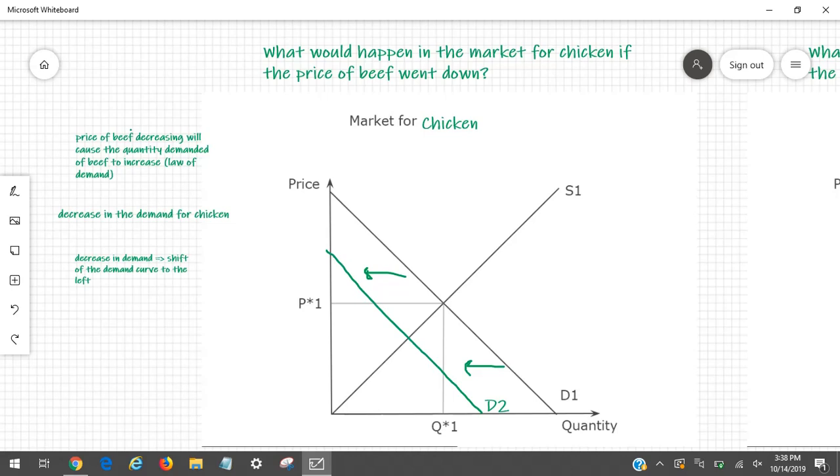Because the basic story we're telling in all of these problems is that we had a market that was in equilibrium right here. Then something changed, some variable outside of our model changed. In this case, the change was a change in the price of beef, a change in the price of a substitute good for chicken.